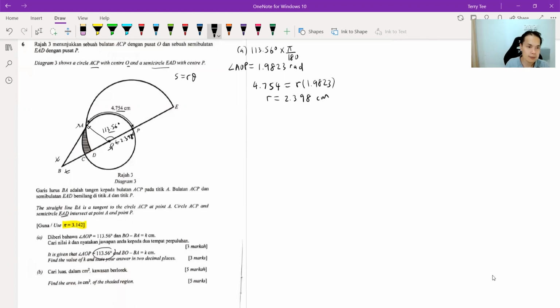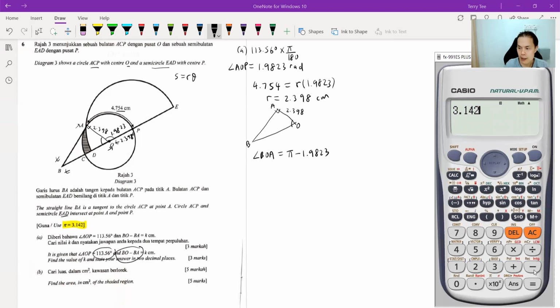When you rotate this radius, we know that this is also 2.398. Now I want to redraw this triangle. I know this is a tangent, so I redraw the triangle like this: this is A, this is B, this is point O, and this side is 2.398. I need to find K, the difference between BO and BA, so I need both lengths. We know this angle is 1.9823, so we find the angle next to it, BOA. Angle BOA in degree is 180, in radian is pi, minus 1.9823. Using your calculator, 3.142 minus 1.9823, your answer is 1.1597.